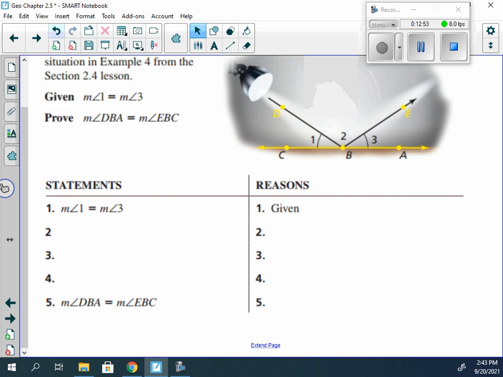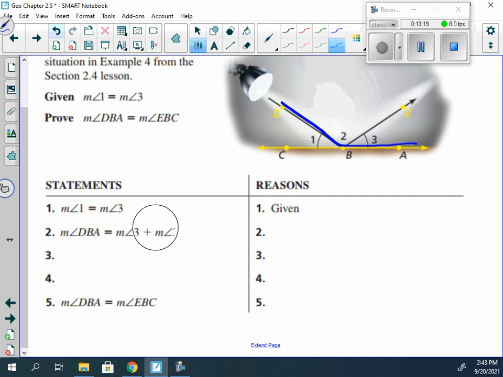Now, what we're going to start off with first is we really need to talk about one of them or define one of these two angles based off the picture given to us. Now, we can start off by saying that DBA is composed of what? Two and 3. As we can see from the diagram, the measure of angle 3 and 2, if we add those together, we get the whole angle DBA, yes?